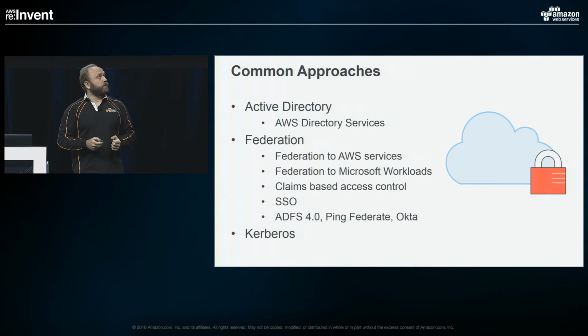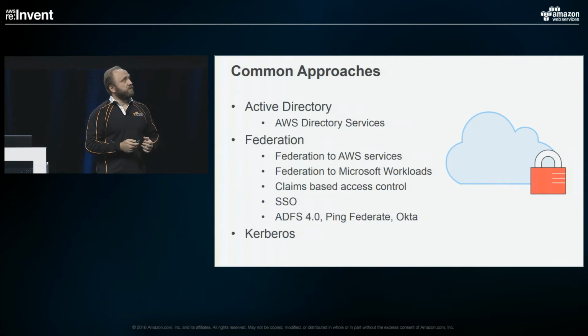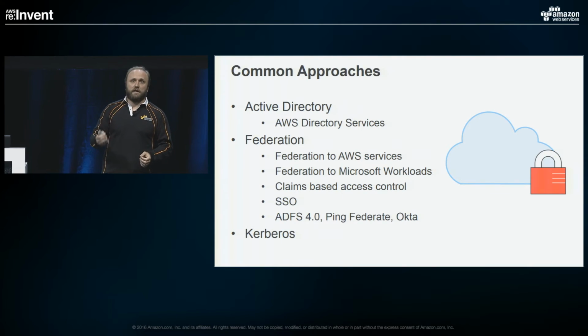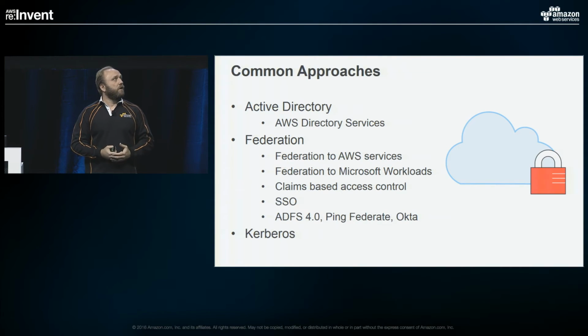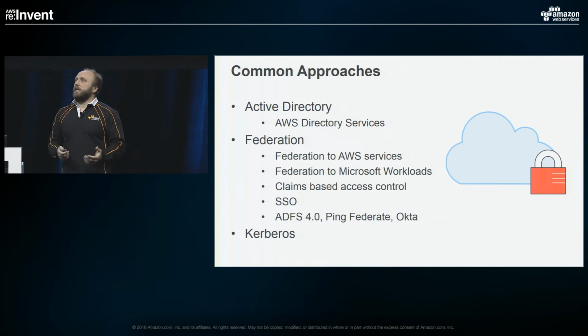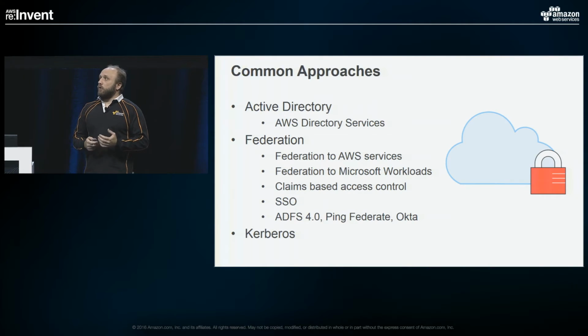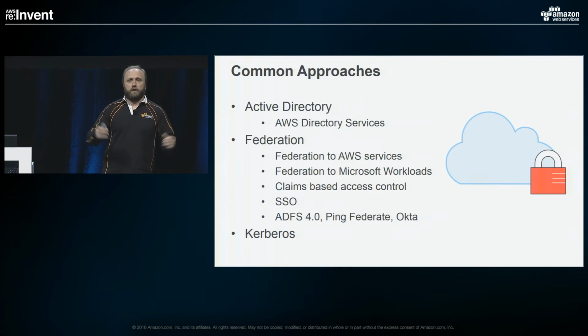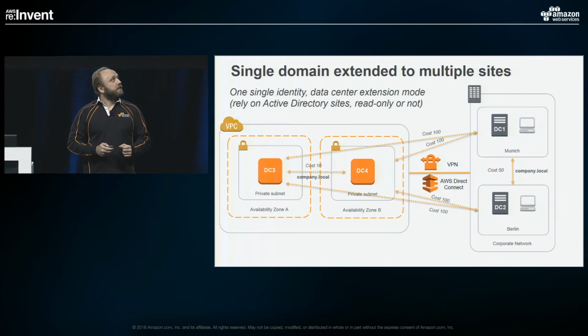So, common approaches to extending your identity management into AWS are using AWS Directory Services, using federation to AWS services and to your Microsoft workloads, using claims-based access or SSO with federation clients such as ADFS, Ping Federate, or Okta. And there are many others. Or using Kerberos to delegate your authority there.